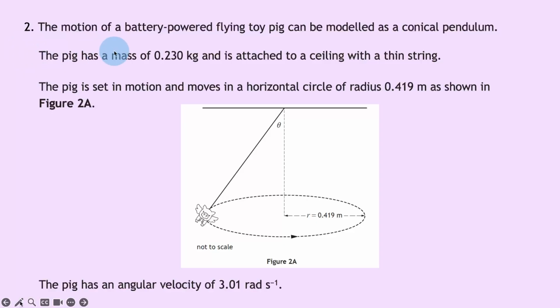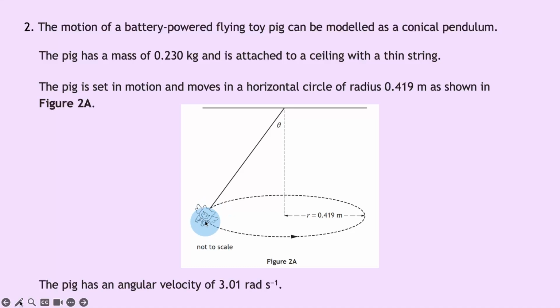Question 2 says the motion of a battery-powered flying toy pig can be modelled as a conical pendulum. The pig has a mass of 0.230 kilograms and is attached to a ceiling with a thin string. The pig is set in motion and moves in a horizontal circle of radius 0.419 metres as shown in figure 2a. And we're told that the pig has an angular velocity of 3.01 radians per second.